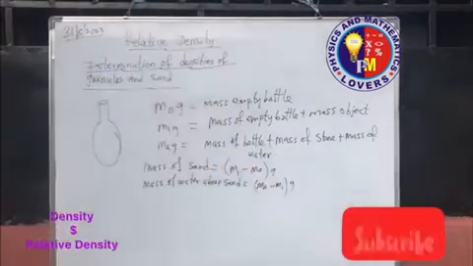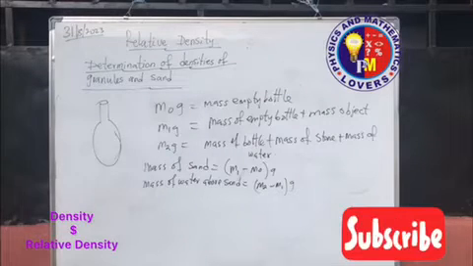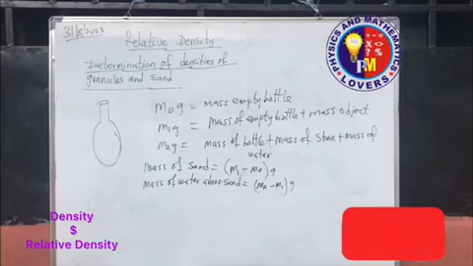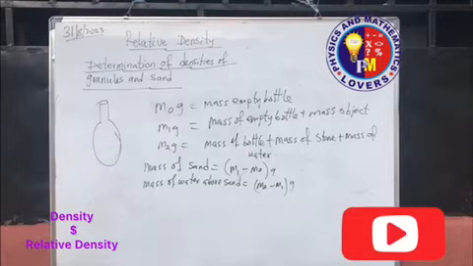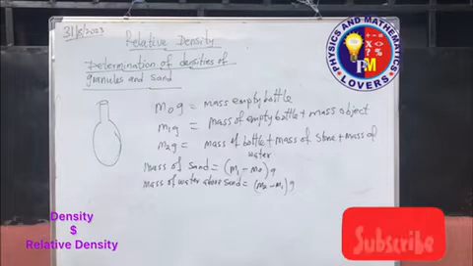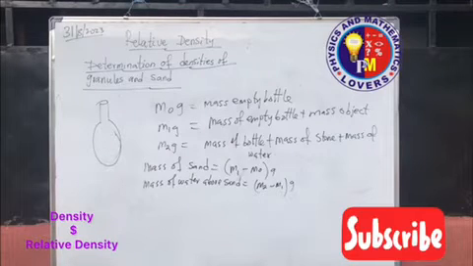So we are going to ask for another mass now: the mass of the water that is filling the bottle. So we are going to have the mass of water filling the bottle. It's going to be M3 minus what?